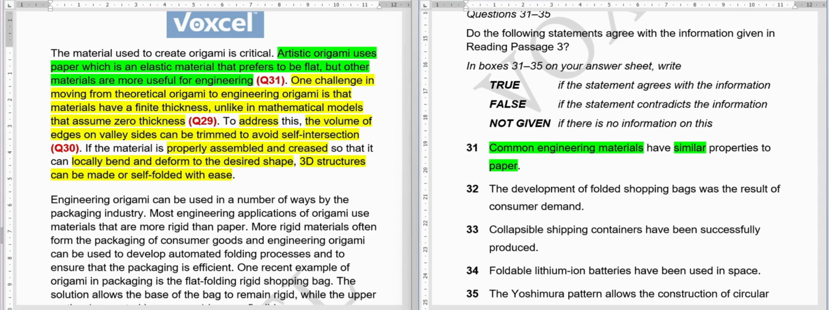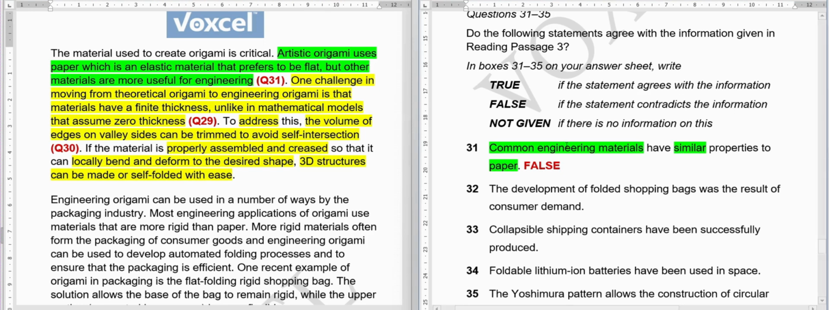Okay, time's up. What I'm gonna do is I'm gonna write the answer here, and the answer to this is false. I hope everybody arrived at the correct answer. If not, don't worry. I'm gonna explain to you why it is false. In the question, it is saying that common engineering materials have similar properties to paper. The answer will be true when the properties of both these materials are similar. It will be false when the properties are different. Not similar, but different.